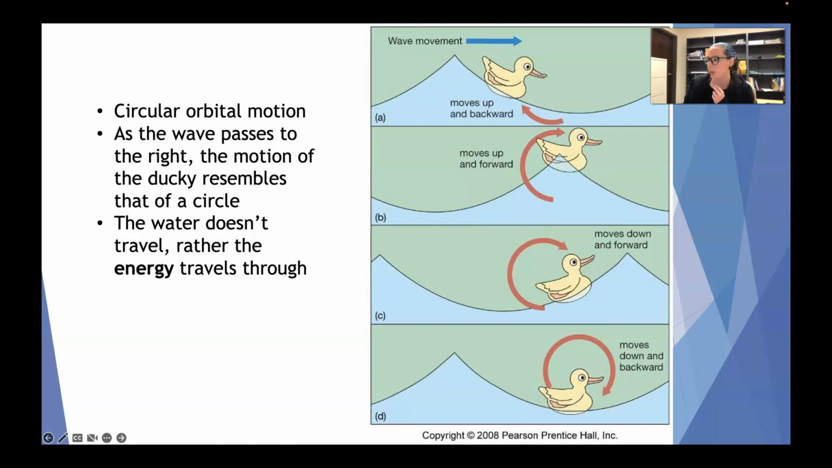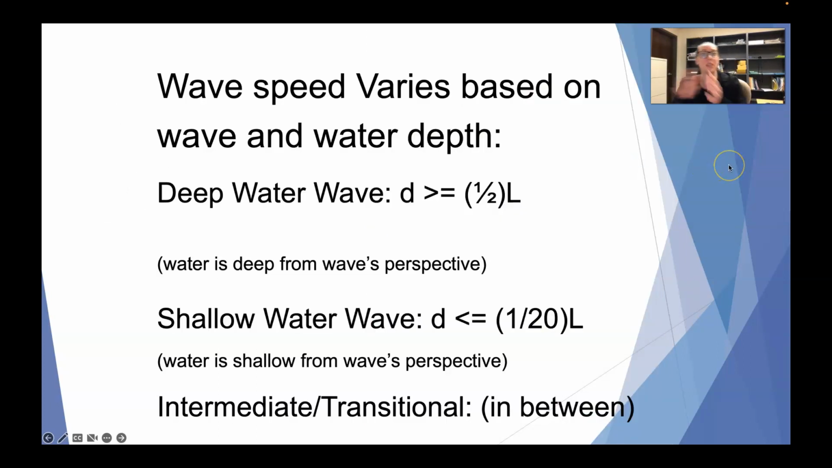So now we're going to classify waves in terms of their speed. The wave speed varies on the type of wave that it is and how deep the water is. So a deep water wave is classified as the water depth being greater than or equal to 1/2 of the wavelength, which means that the water is deep from a wave's perspective.